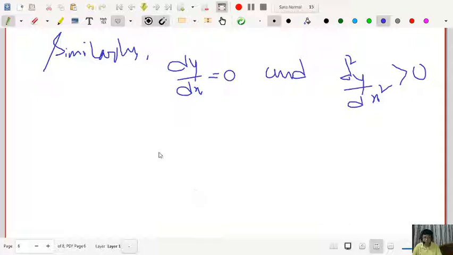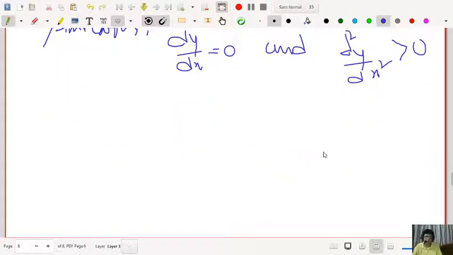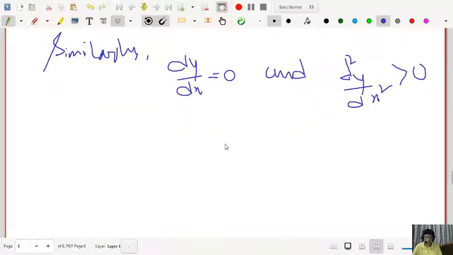Now what will happen if d2y/dx2 equal to 0? The test fails. In that case, we can't say anything about the maximum or minimum of that function. f may still have a maximum, a minimum, or a point of inflection, that you have to check further. You have to check the higher order derivatives if d2y/dx2 equal to 0.